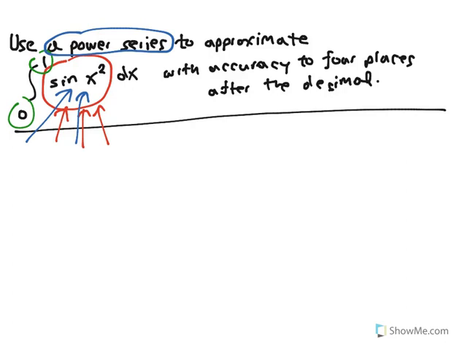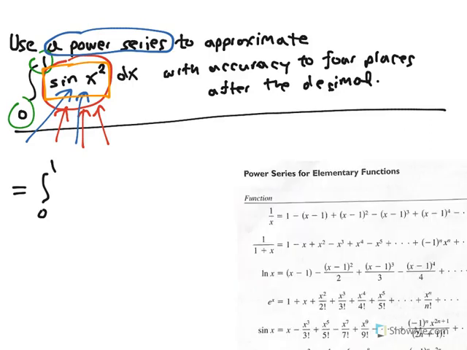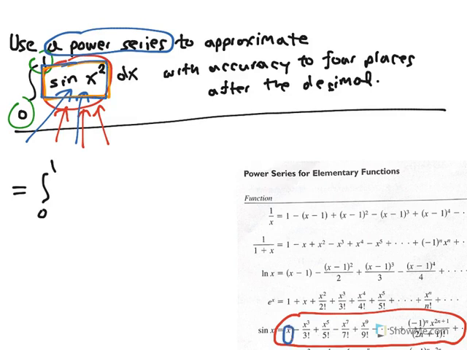So let's go ahead and do that. We will begin by rewriting the integrand, representing the integrand sine of x squared with the power series. Again, you go to the power series for elementary functions, and here is the power series centered at 0 for sine of x. To get the power series for the integrand, which is sine of x squared, you're just going to replace every single x in the power series for sine x with x squared.